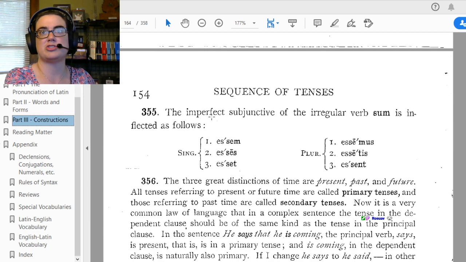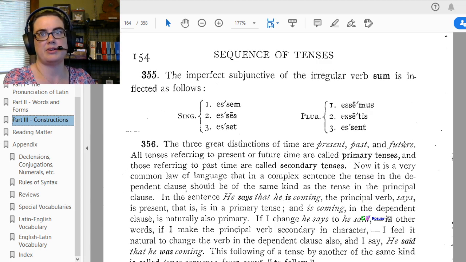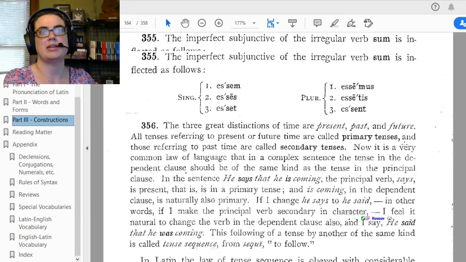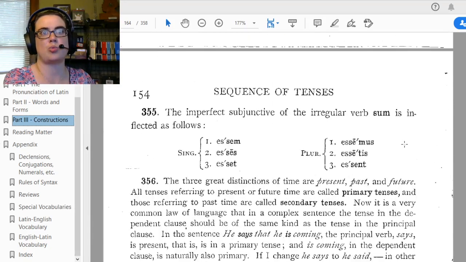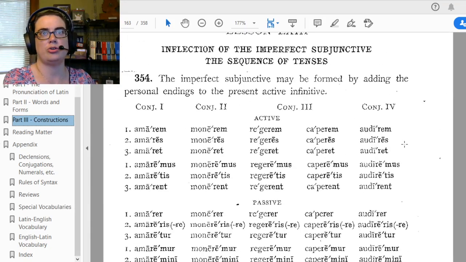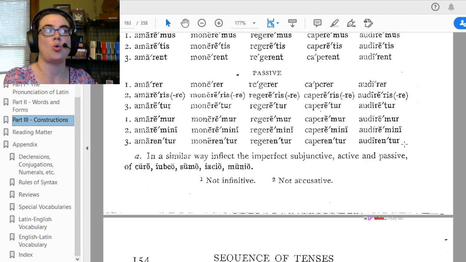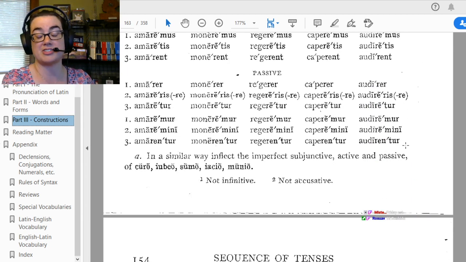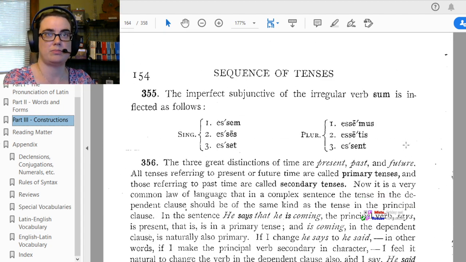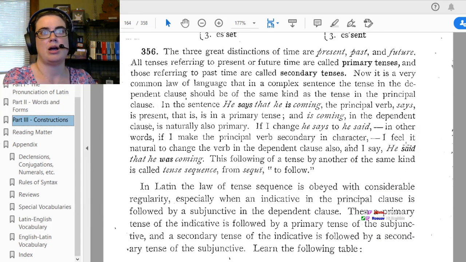The imperfect subjunctive is regular in the verb sum. Sum's present active infinitive is esse, and then m, s, t, mus, tis, nt. Very nice. Now, what's tricky, and so we're just going to walk through what our textbook says, is the sequence of tenses, aka which tense of the subjunctive do you use when? All right. This can be tricky for people.